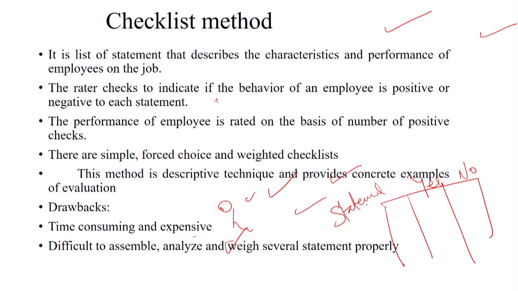Then the scores can be given to the various statements, and these scores are sent to the HR department, and then the final scores are prepared by the HR department, and then the decisions are taken. But one of the biggest drawbacks associated with this checklist method is, first of all, we have to formulate those statements.